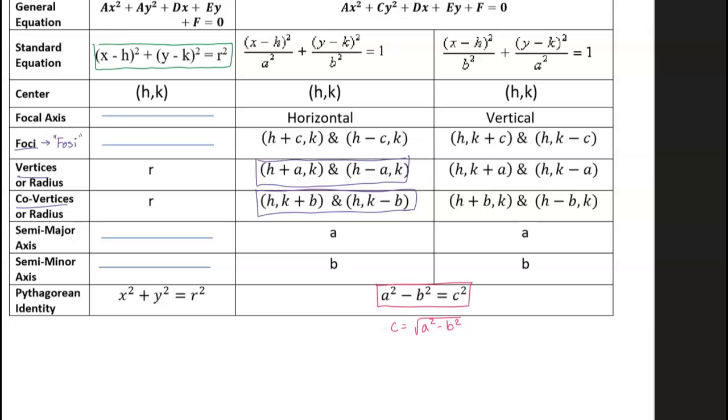And if we have a horizontal ellipse, we're taking that c and adding it to the h and subtracting it from the h to get the coordinates. If your ellipse is vertical, you're taking the c and adding and subtracting it from the k value to get your foci.